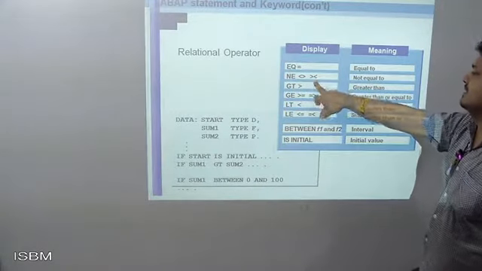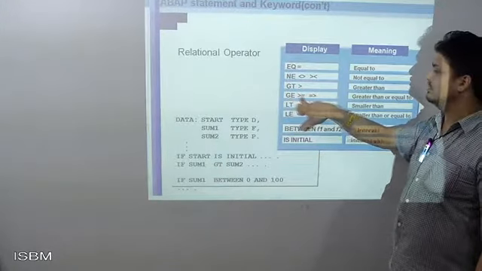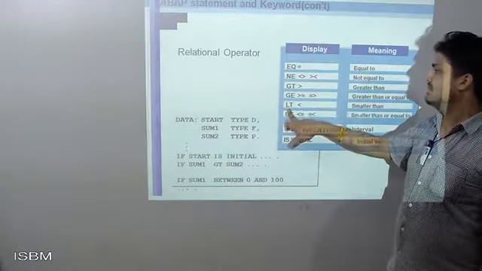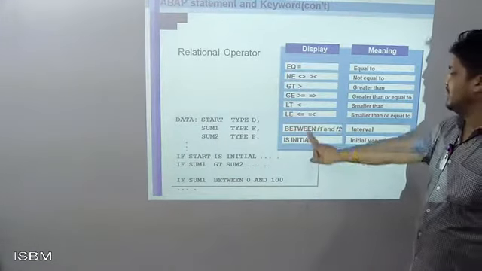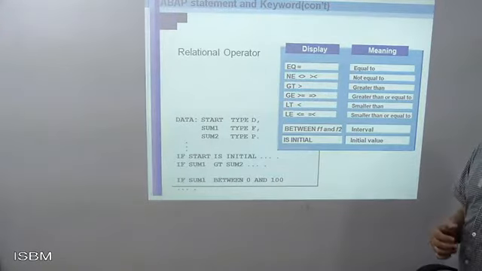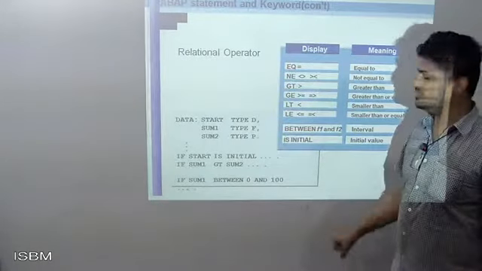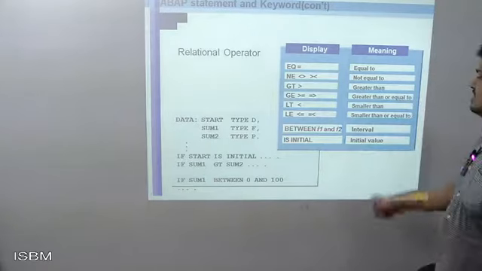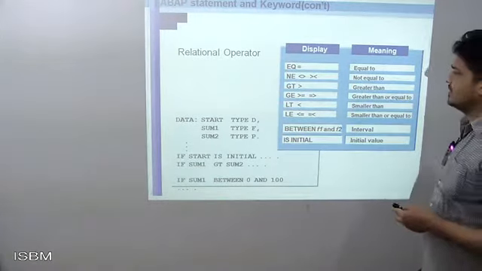This is also a way. So this is greater than. This is also greater than. Greater than or equal to. This is greater than or equal to. So less than or equal to. This is the way to write less than or equal to. Then BETWEEN F1 AND F2. I want to know how many employees are between 1 and 10, so we use BETWEEN. Then IS INITIAL is used to find out the initial value of that particular object.